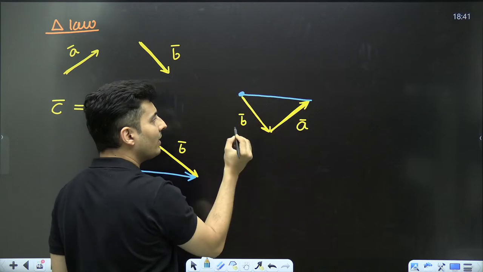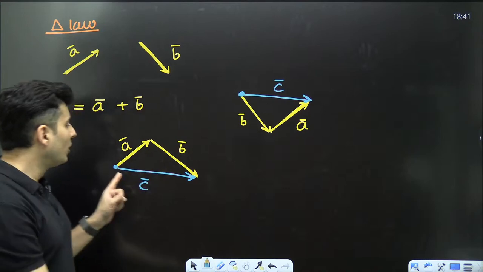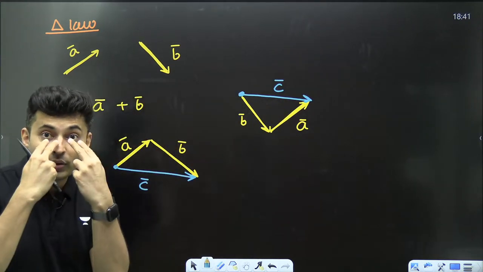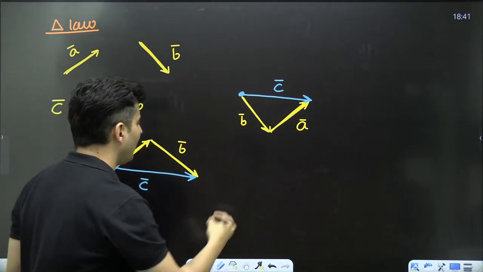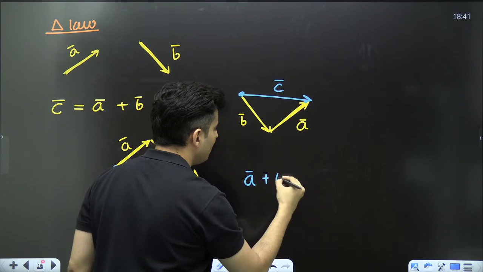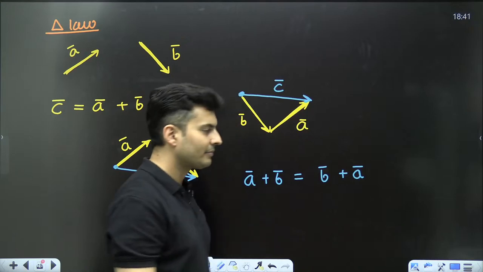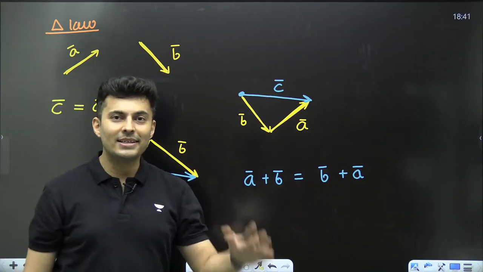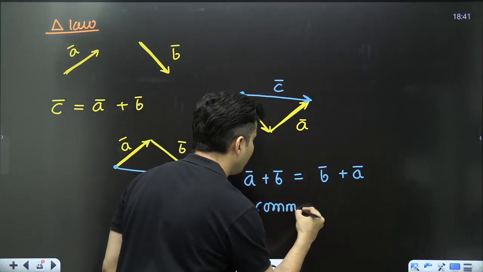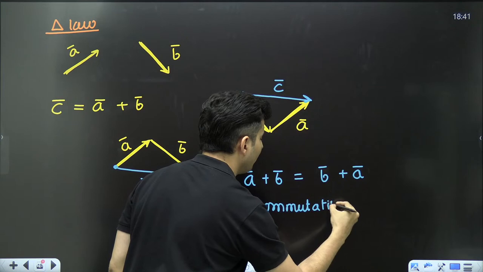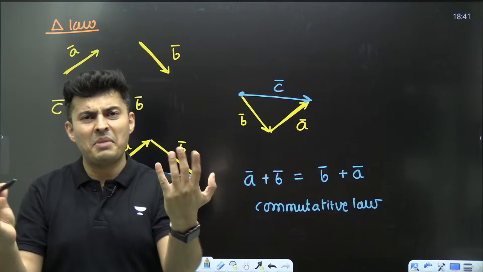I started from here, very start. This is the very end. So this will be my vector C. Don't you see C is the same? Don't you see? C is the same, everyone. Very good. So can I say A bar plus B bar is same as B bar plus A bar? Agree or disagree? What is this law? This is called as commutative law. Commutative law, guys. That means order does not matter.